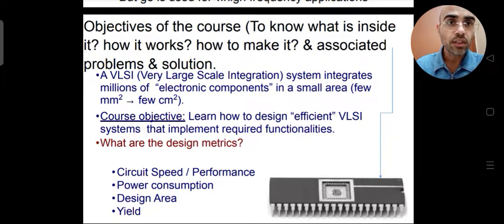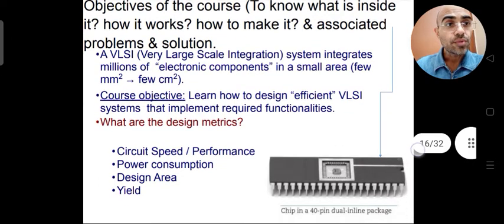So that is what it means by saying that it is VLSI. So it is a very large scale integration. Too many transistors are there in a very small area. So that is why it is called very large scale integration.